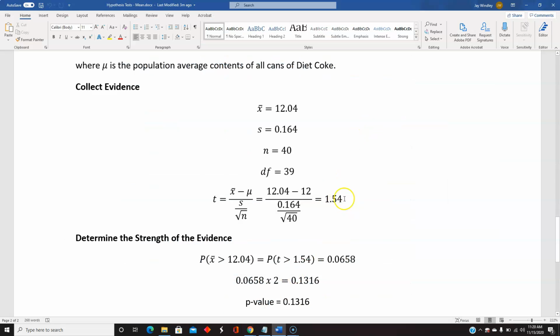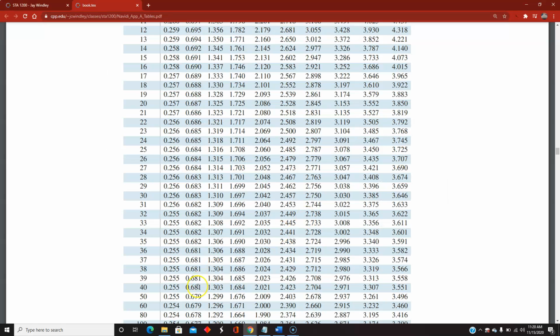So if this had been a negative value of t, we would take the absolute value of it and be looking up the positive value of that t. So 1.54 we're looking for on the row with 39 degrees of freedom. And we don't find 1.54, but we can tell that 1.54 would be in between this 1.3 and this 1.6.